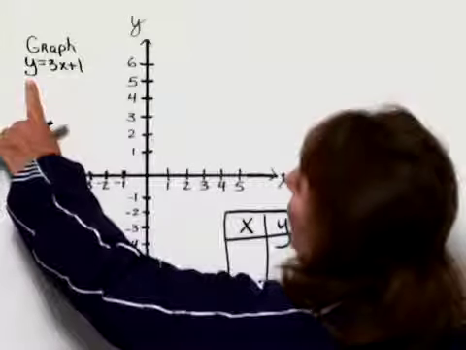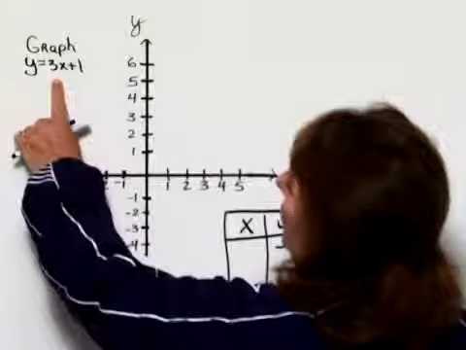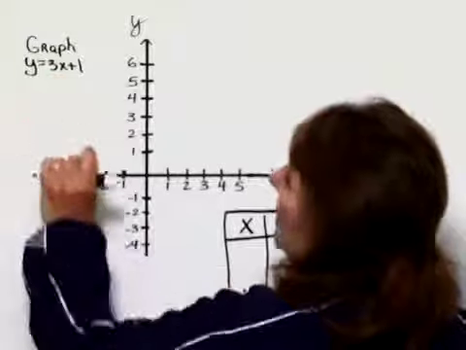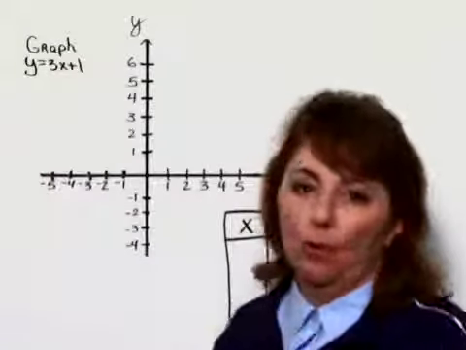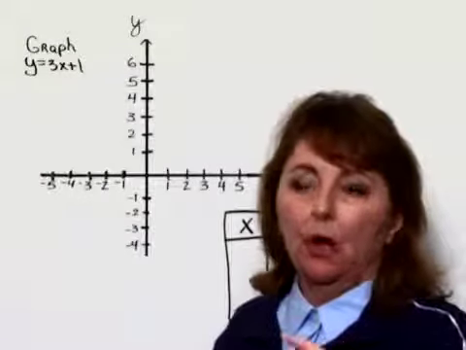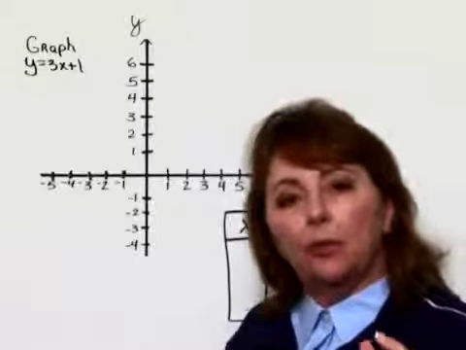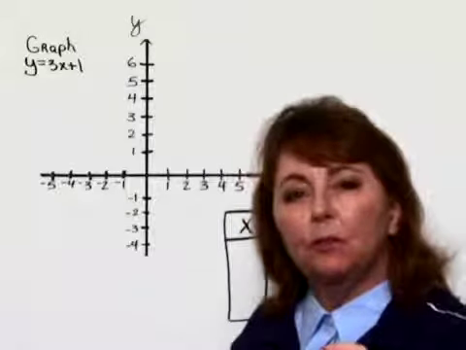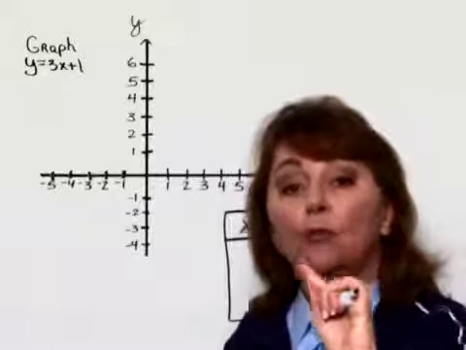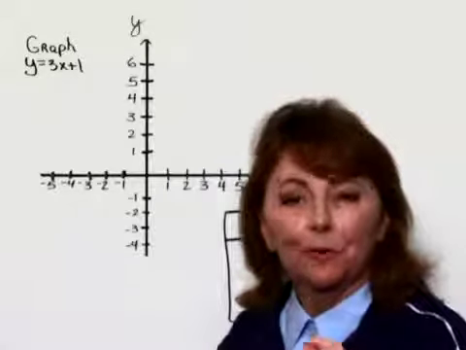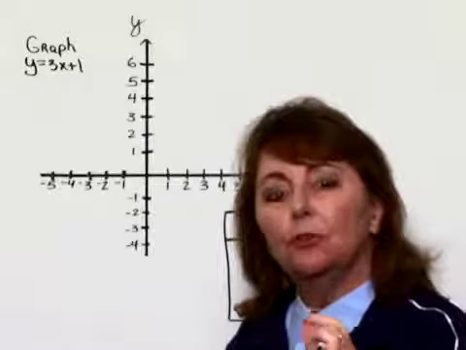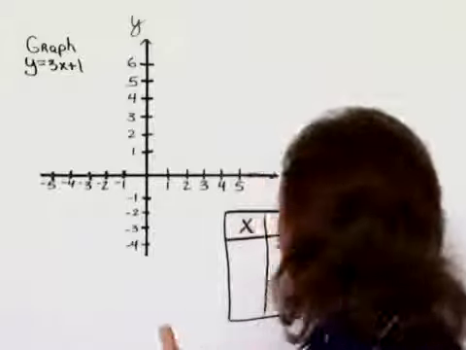We have to graph y equals 3x plus 1. So we want to choose 3 points for our graph. Why? Because 3 points will help us determine if we've made a mistake. Because our graph needs to form a straight line, the 3 points should form a straight line. So let's pick 3 points.